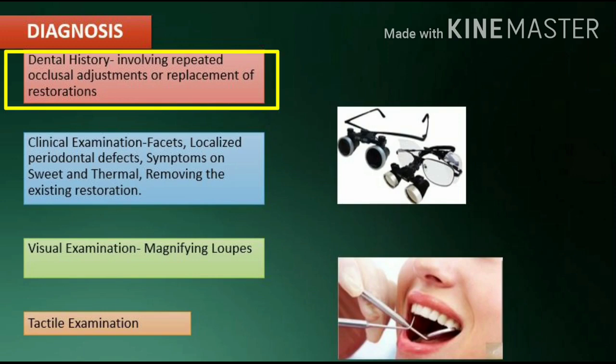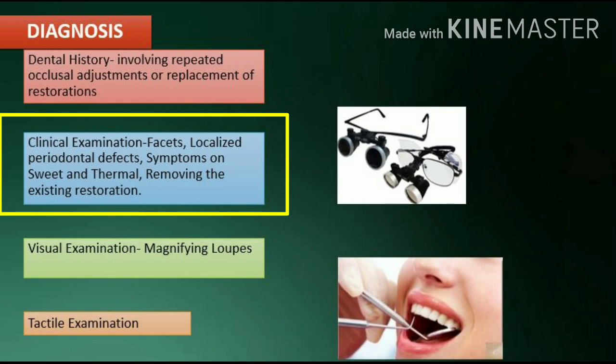Diagnosis: dental history of dental treatment involving repeated occlusal adjustments or replacement of restorations, which fail to eliminate symptoms. Clinical examination includes the presence of facets, the presence of localized periodontal defects, found where cracks extend subgingivally, symptoms on sweep or thermal stimuli. Removing existing restorations and stains aid in the visualization of the crack.